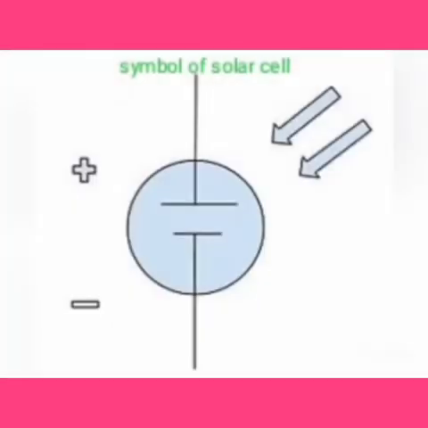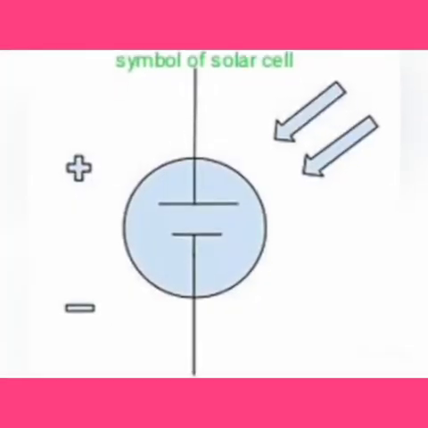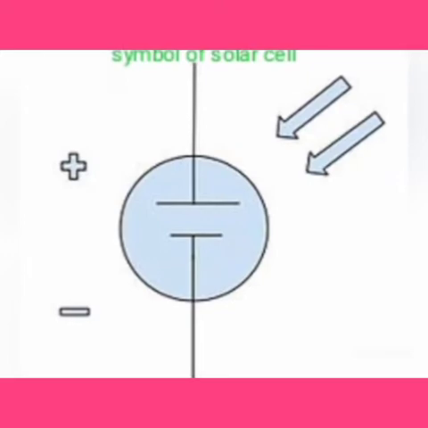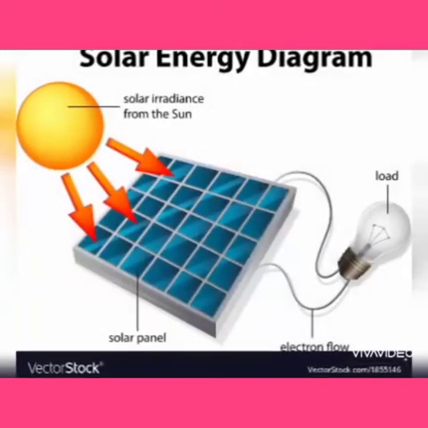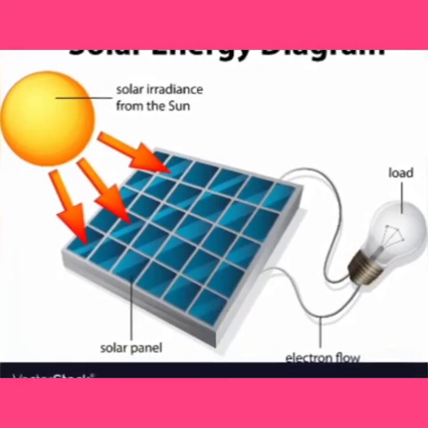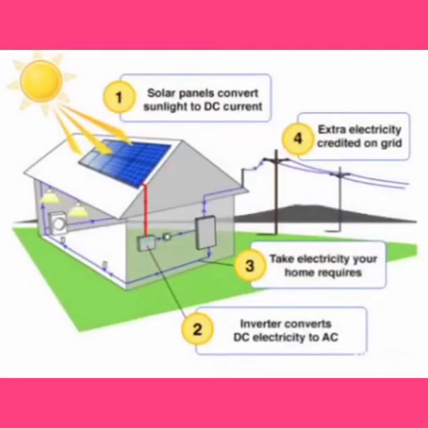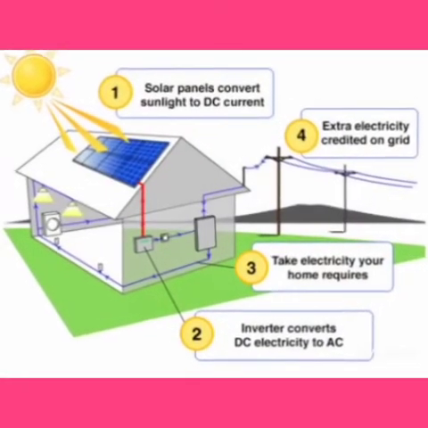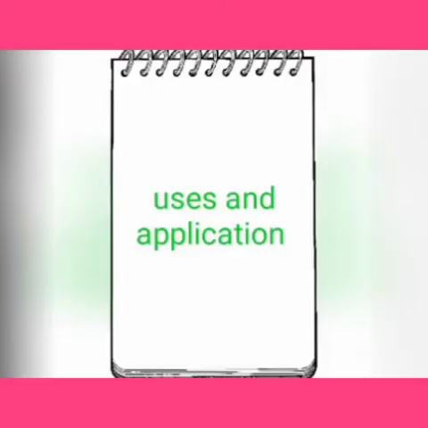Symbol of solar cell. They have two terminals. One is the positive terminal and another one is the negative terminal. Solar energy diagram. Solar panel. Solar irradiance from the sun. Electron flow. Solar panels convert sunlight to DC current.